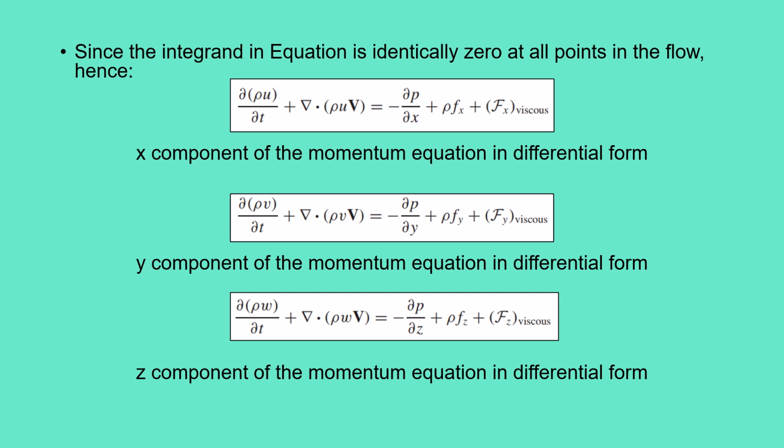Since this equation must be true at every small part of the flow, the only way that can happen is if everything inside the integral is 0. So we just write that part directly as an equation. This gives us the x direction momentum equation, that is ∂(rho u)/∂t plus del dot rho u v equal to minus ∂p/∂x plus rho fx plus fx viscous. This tells us how the flow speed in the x direction changes because of pressure and external forces like gravity.